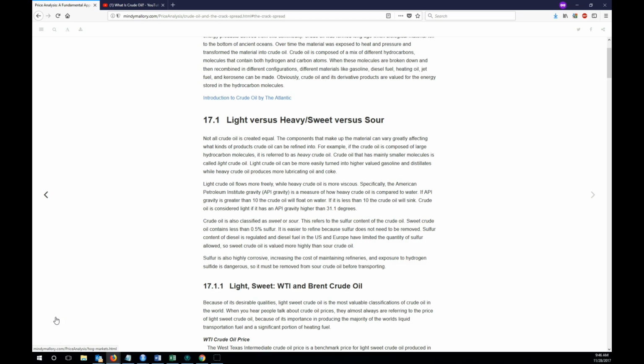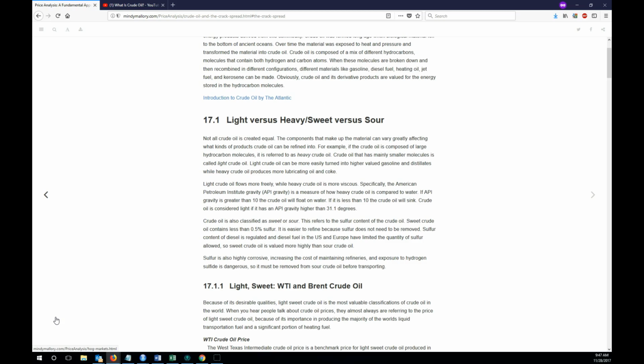So light versus heavy simply means how long the chain of hydrocarbon molecules the crude oil is made of. So if a given deposit of crude oil contains oil that has very large hydrocarbon molecules, it's heavy. If the crude oil happens to be composed of smaller hydrocarbon molecules, then it's called light. And it turns out that light crude oil can be more easily turned into higher value products like gasoline and distillates. So the lighter the crude oil, usually the more valuable it is.